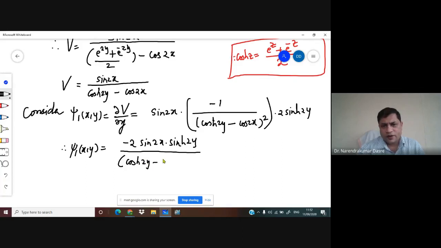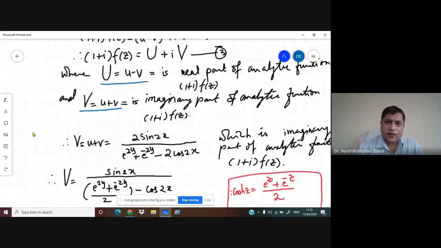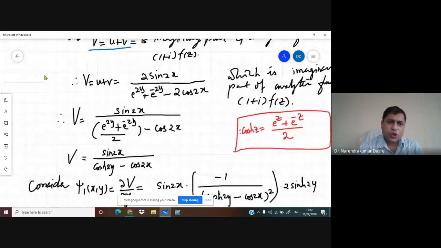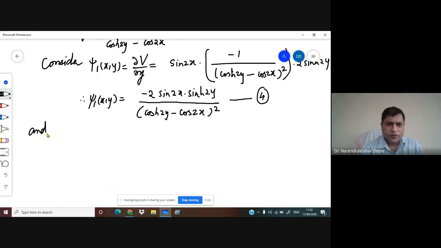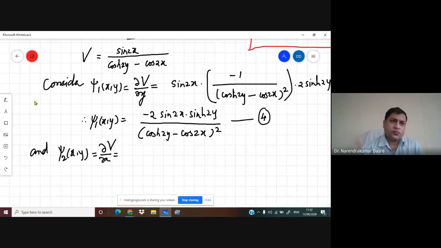So the first step we have already done: we considered the analytic function, and now we know this is going to be the imaginary part. The second step is finding the first order derivative. So we have psi 1 of x,y is equal to partial derivative of V with respect to y. See here, I'm using the capital V. And now we have to find the derivative of this term with respect to y.